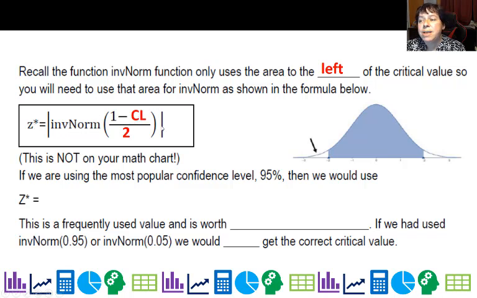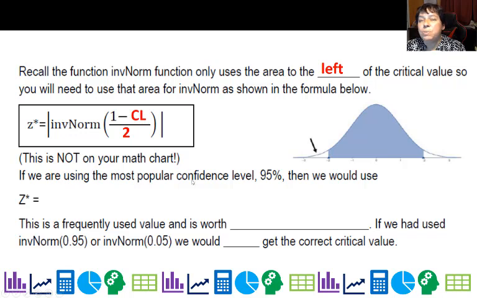I put the absolute value on this because it's going to give you the left z-score, the critical value, and normally we talk about it as a positive value. Again, this shortcut I gave you is not on your math chart. So if you want to use it, you need to memorize it.